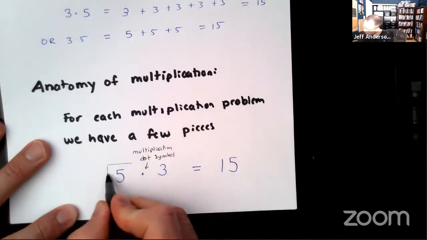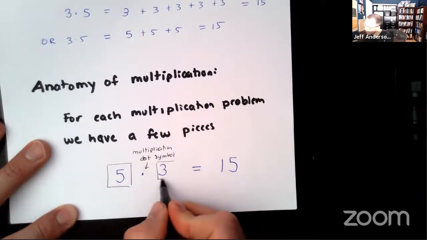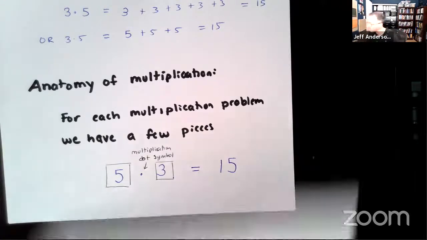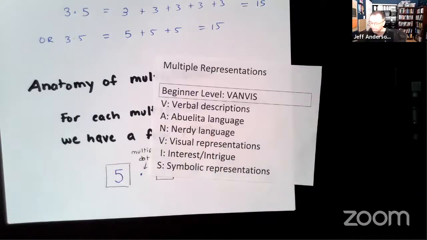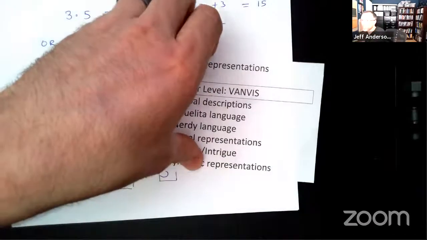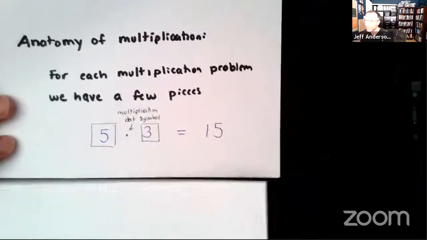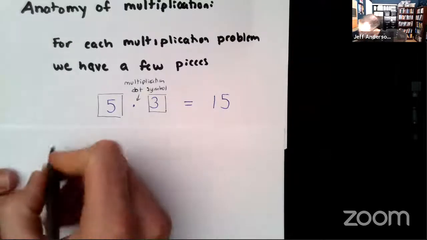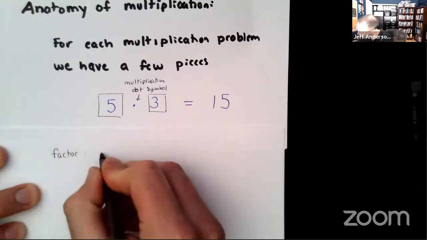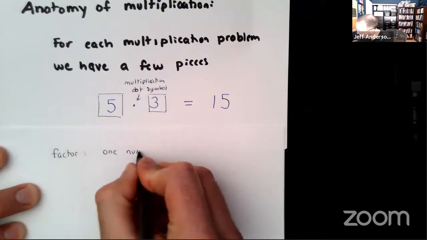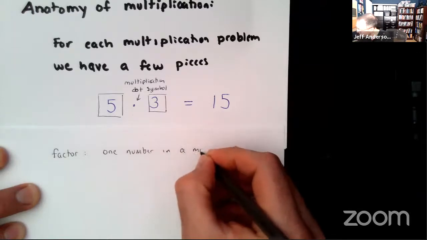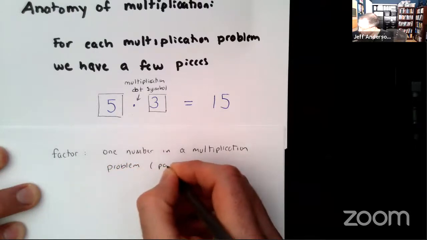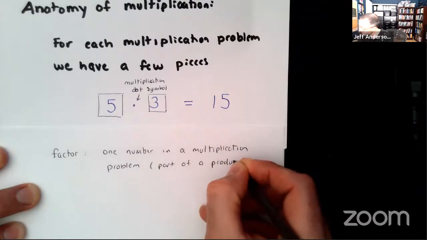And then we're going to call any part of a multiplication a factor. So we're going to say that a part of a multiplication is a factor. Do you see the nerdy language coming in? This is no longer abuelita language. I think that if I started saying multiplication dot symbol and factor to my abuelita, she might tell me to stop cussing, right? So we're going to say that a factor is one number in a multiplication problem, or a part of a product. And we'll talk about that.